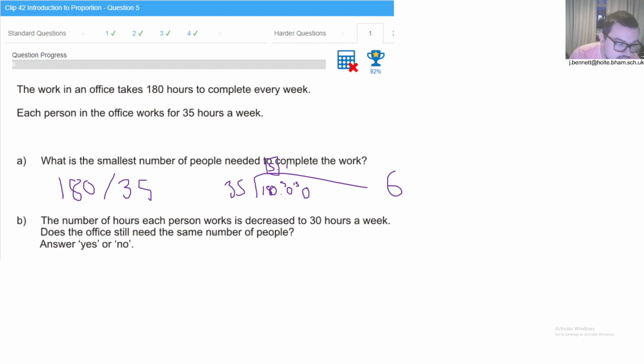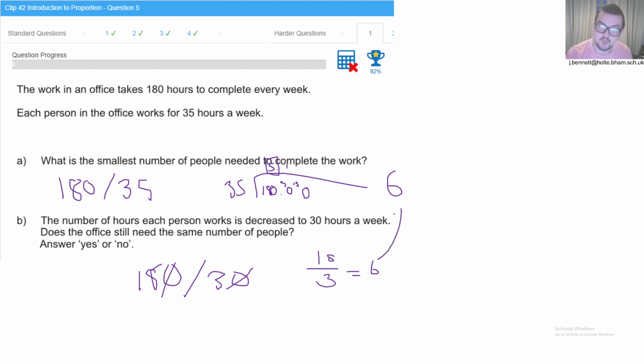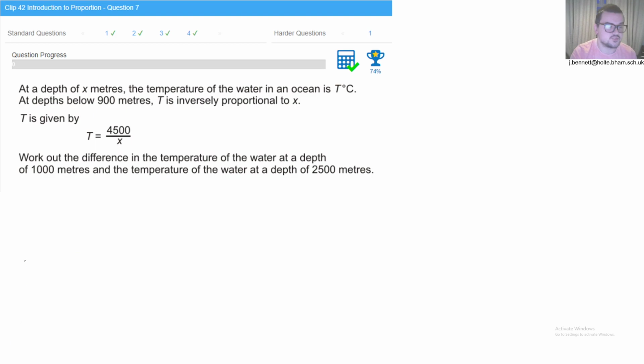The number of hours each person works is decreased to 30. Does the office still need the same number of people? Well, let's just do the same thing again. 180 divided by 30. Cross out the zeros. 18 divided by 3. That gives 6. The number hasn't changed. The number of people needed to work hasn't changed. So the answer is yes. The office still needs the same number of people. Next question.